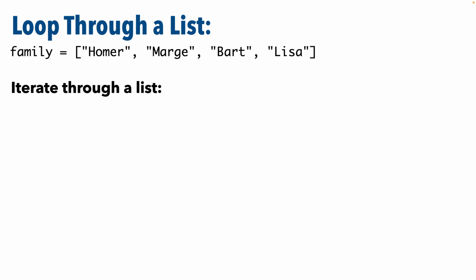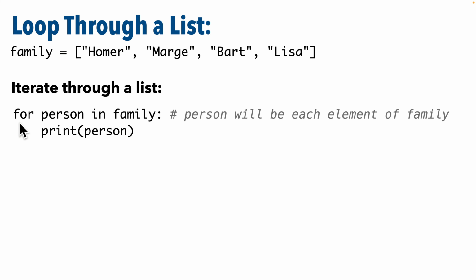Now another way to get at each element of the list is to do what's called iterating through the list. Now when we want to iterate through a for loop, we start out with for, and then we offer a variable name.